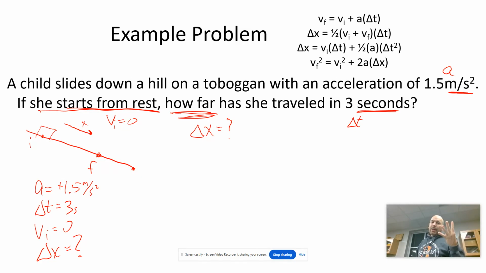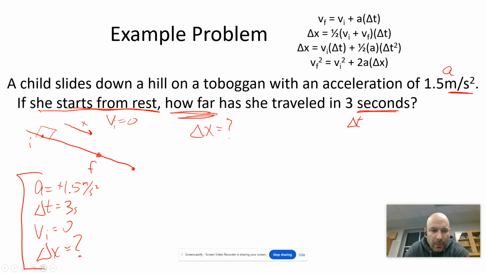So now, only now do we go shopping for which equation should I use. The way you do that is you look to see which equation has those 4 things. Go ahead and pause the video and see if you can figure out which equation you're going to use as all 4 of those variables.